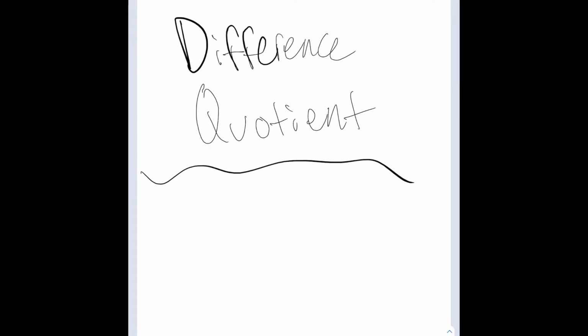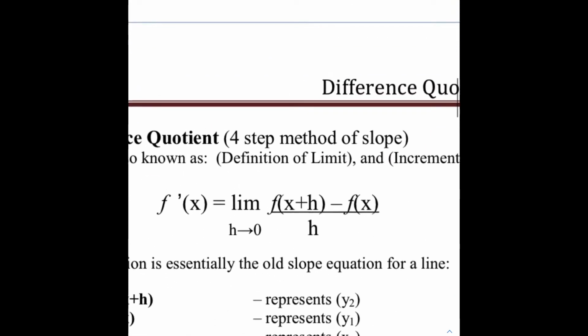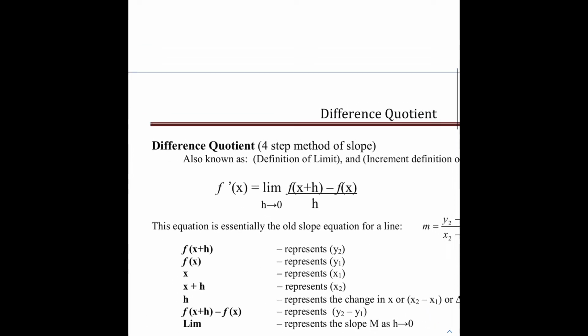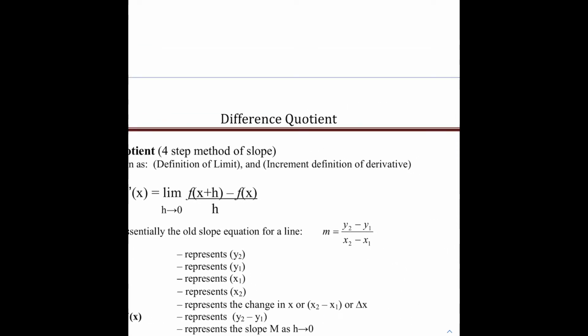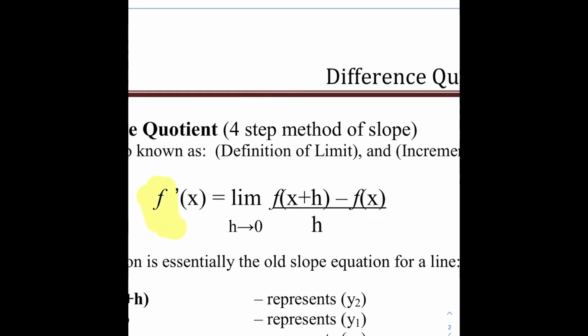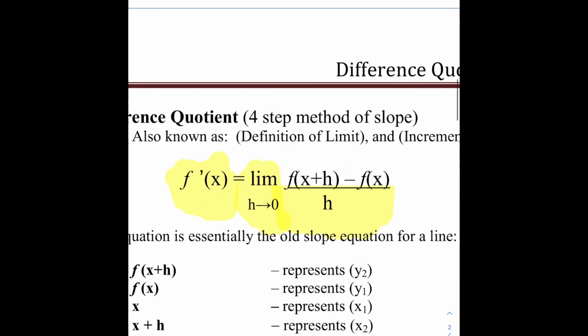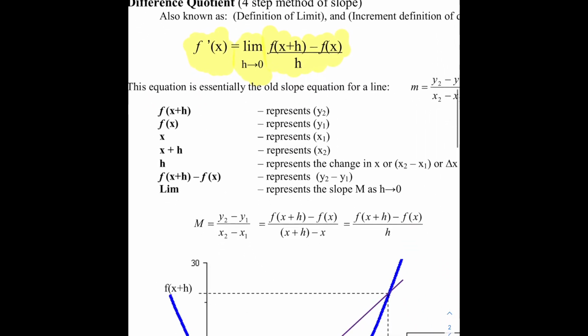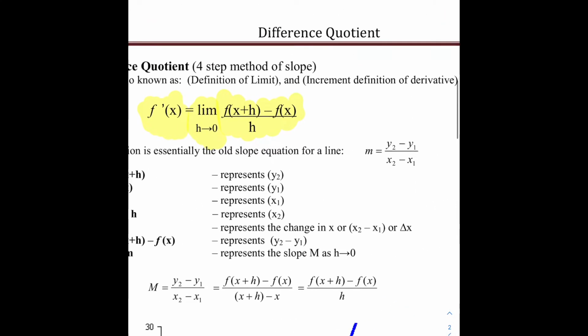All right, we are going to continue on with our idea about the difference quotient. We've touched on this already, but the difference quotient, also known as the limit definition of a derivative, looks something like this. The derivative of f of x equals the limit as h approaches 0 of f of x plus h minus f of x, all over h.